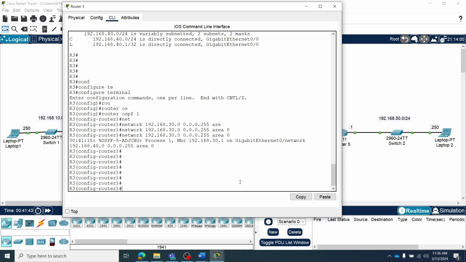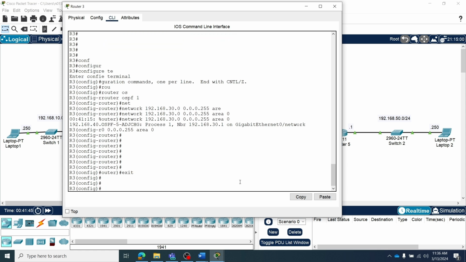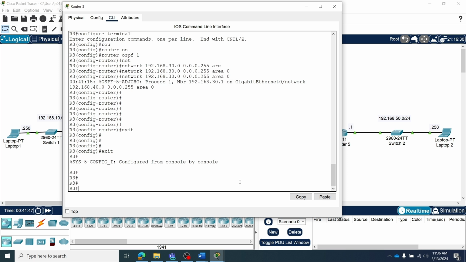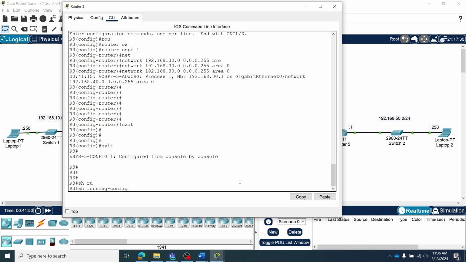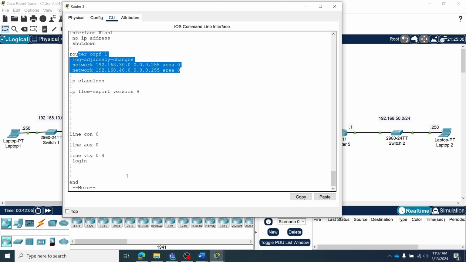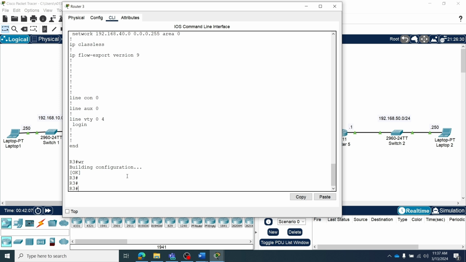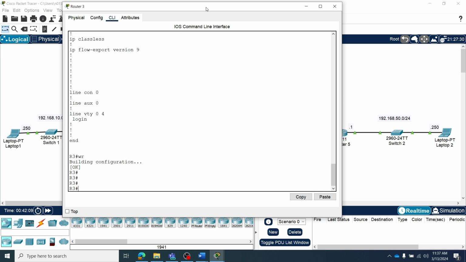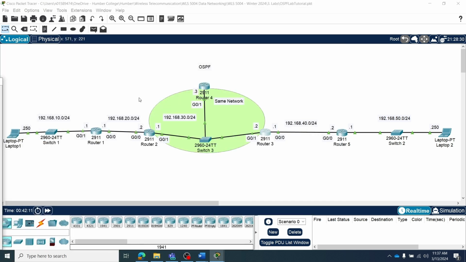So let's see what we have configured. Show running config. We have configured OSPF here with 192.168.30 and 192.168.40. So the two networks we have configured in this router. Now let's configure router 4.